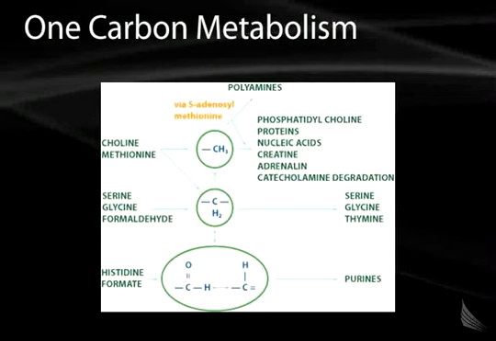So here's an example of how this might happen. Here are some donors on the left: choline and methionine, serine, glycine, formaldehyde, histidine, and formate all can donate single carbons in various oxidation states to all of these things: phosphatidylcholine, proteins, nucleic acids, creatine, serine, glycine, thymine, purines, etc.